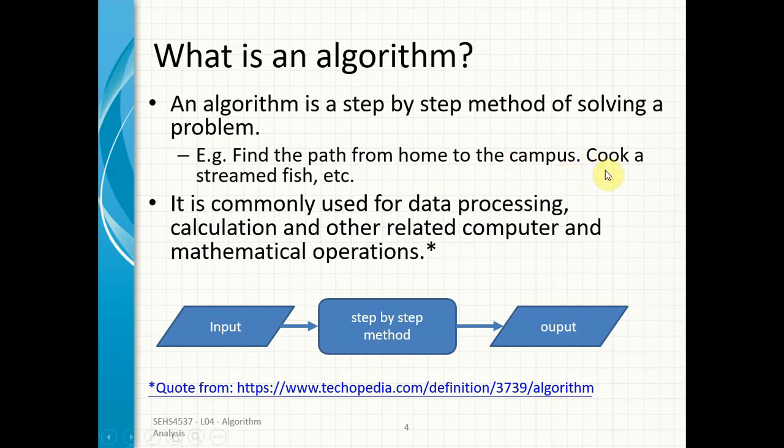And you may also want to cook steamed fish. So, what is the requirement? Should it be well done or half steamed? What stuff is to be added? These are the steps you have to do before you finish your task. So it is commonly used for data processing, calculation, and other related computer and mathematical operations. Just like this graph, it involves some input and step-by-step methods, and then gives you some output. That is the process involved in an algorithm.